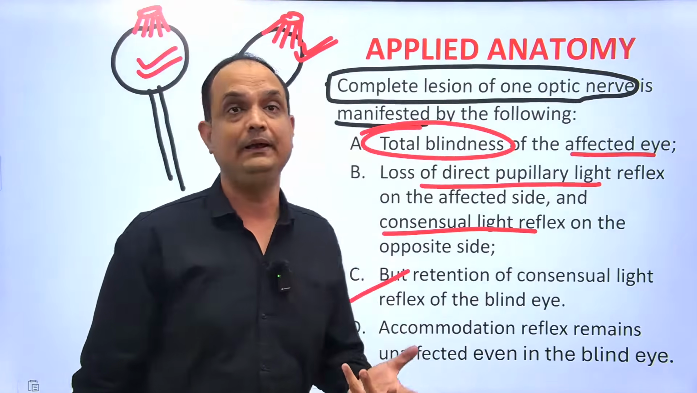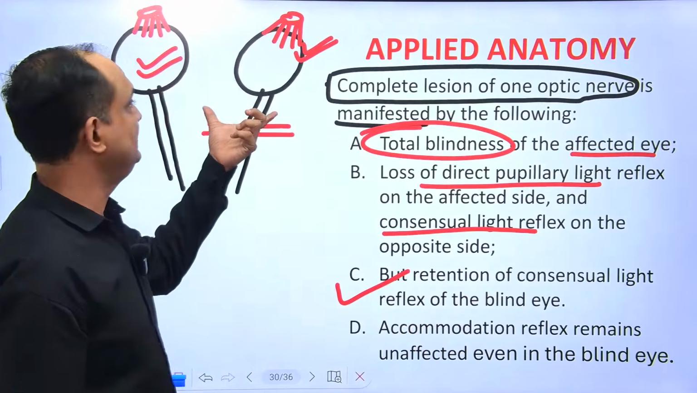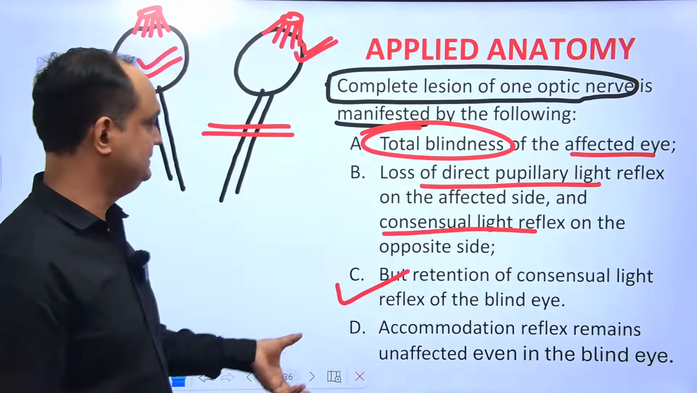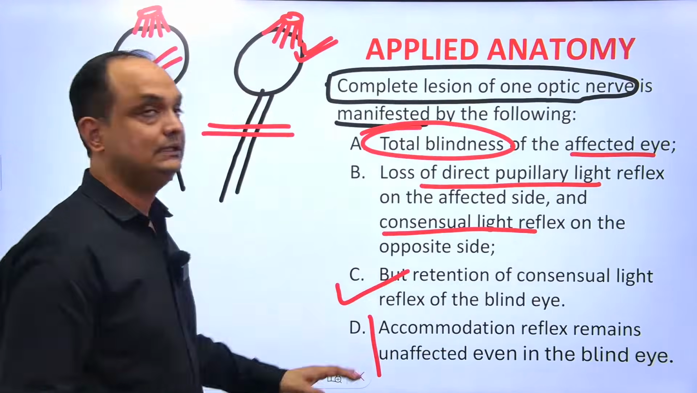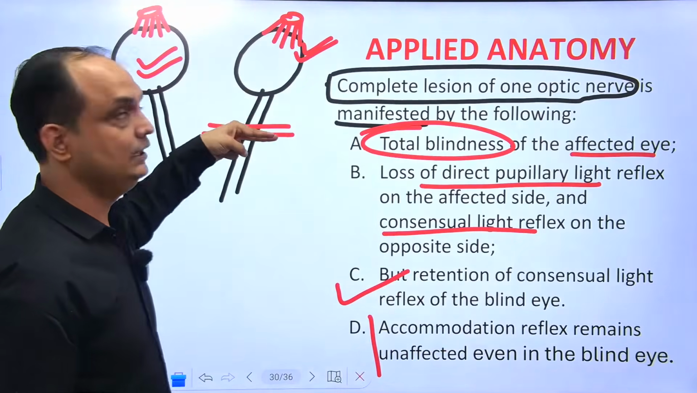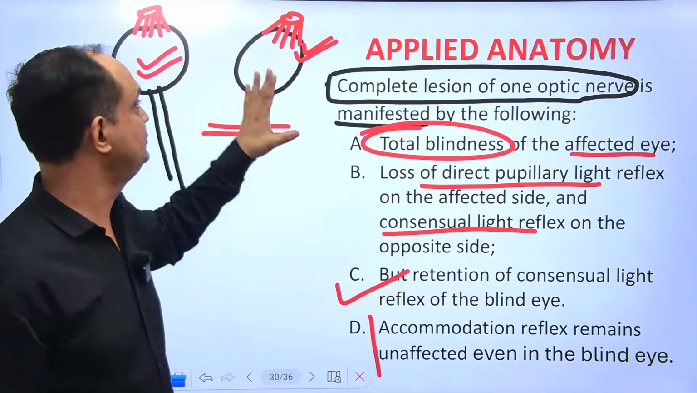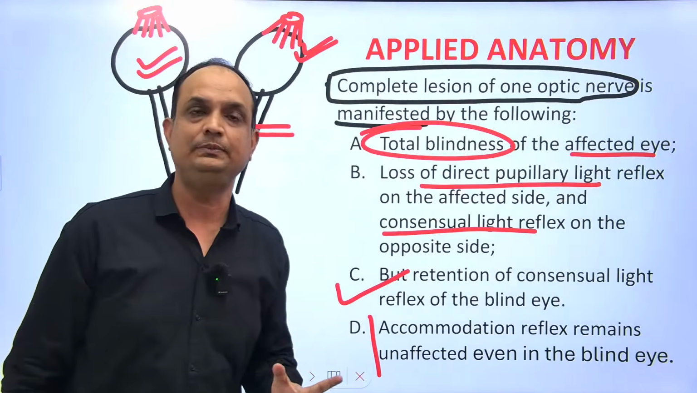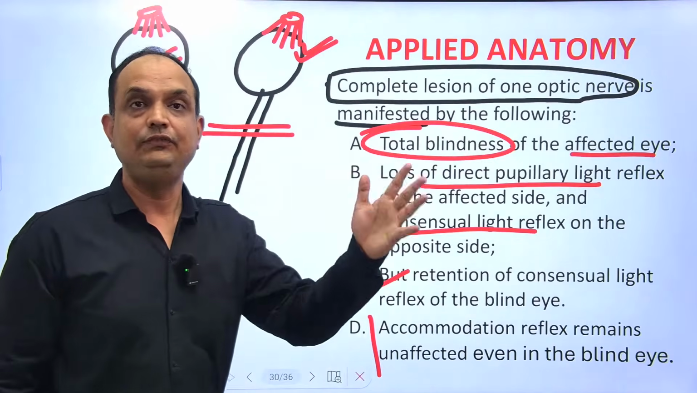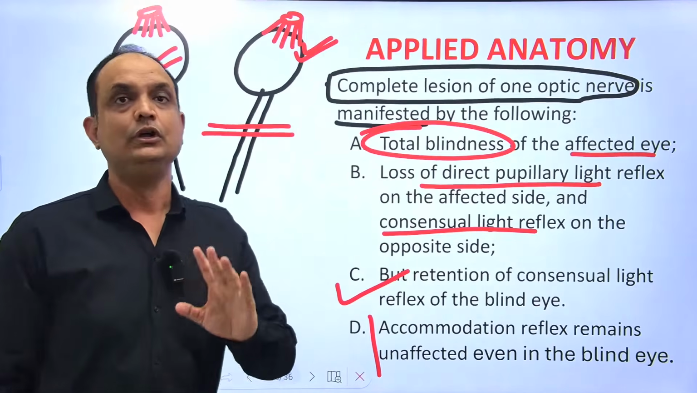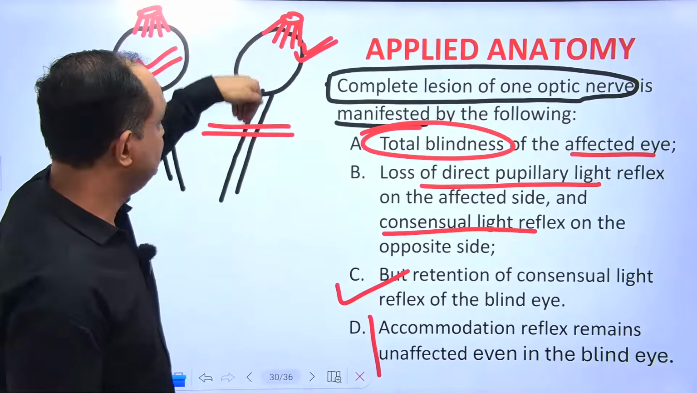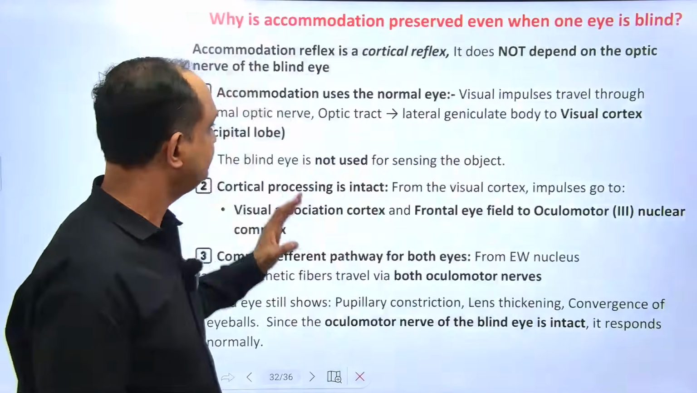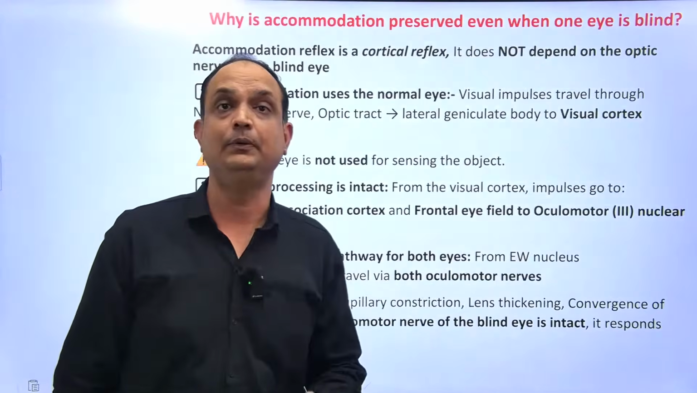Now what will happen to the accommodation reflex in the blind eye? Is it there or not? Dear students, this is the important thing to understand: if you cut the optic nerve and you check the accommodation reflex in the blind eye, it is present. It is not absent. Why is it present? Because again, the efferent comes from the oculomotor nerve, not from the optic nerve. The optic nerve is the afferent. But why is it present? So let's see this here. Now here you have to understand some important concept.